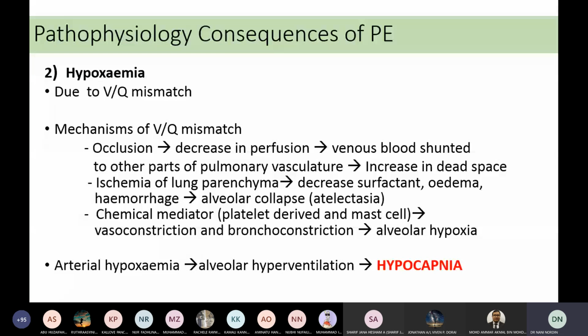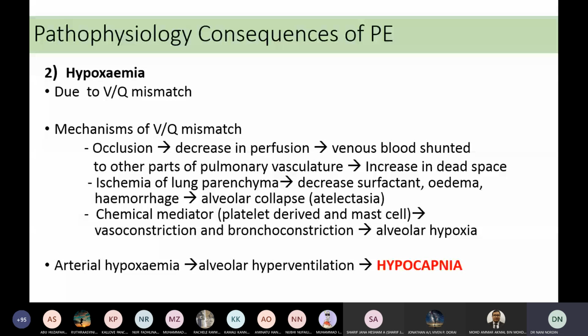I suppose you know about VQ. What is a normal VQ? That's the average, 0.8 to 1.2. So it's around 1. So you have to have a match between ventilation and your perfusion.